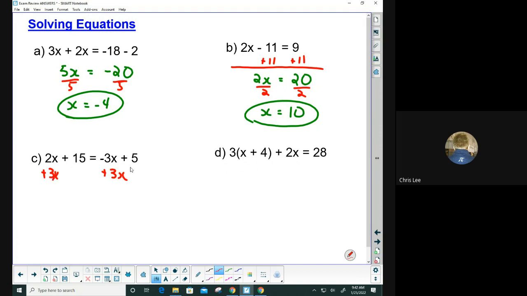Now, we might as well, while we're moving things, also move any numbers. Is this 15 okay right here? It is for a second, but eventually it's got to go over here, right? If we want the letters on the left side and the numbers on the other side, let's move the 15 at the same time. This is a plus 15. How do I move it? Subtract 15.